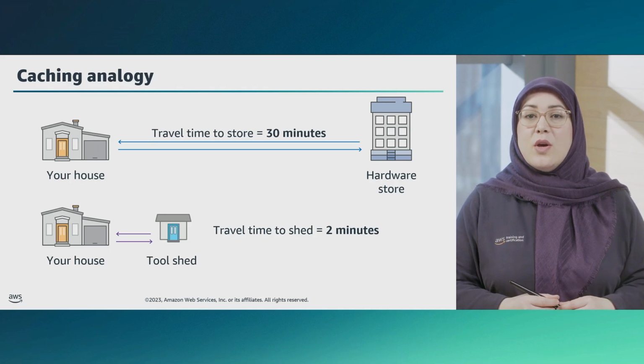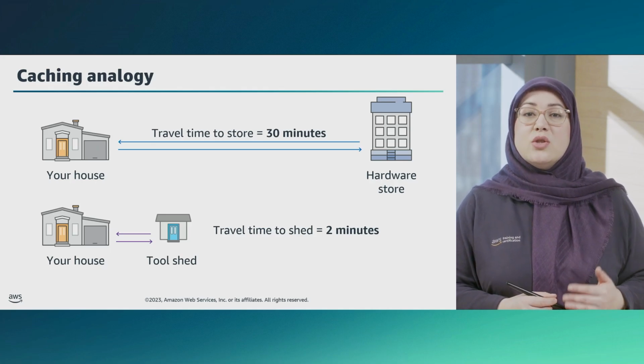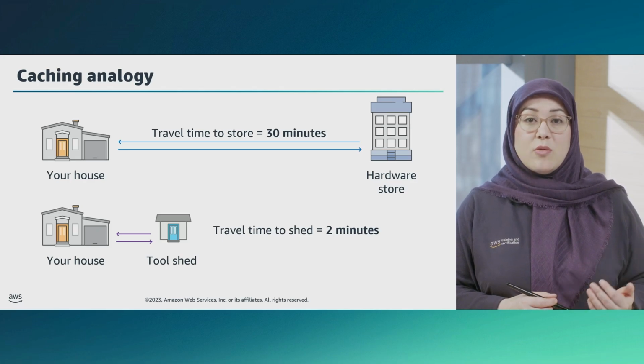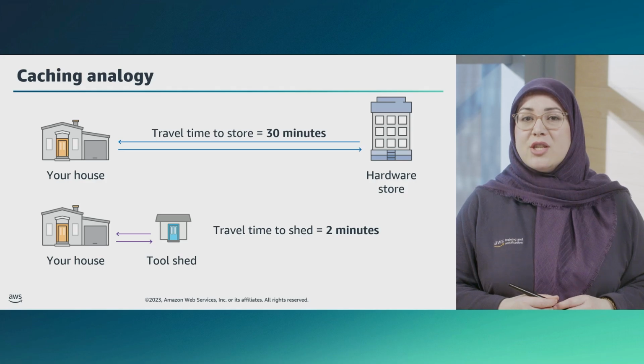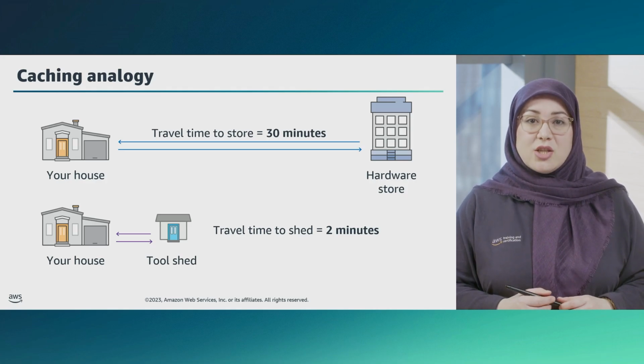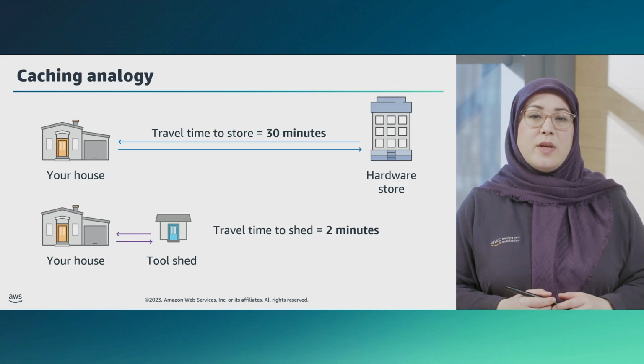In this example, the tool shed is analogous to a cache. You keep the tools you need often in a nearby location. In caching, this nearby location can have different forms, such as edge locations and in-memory databases.